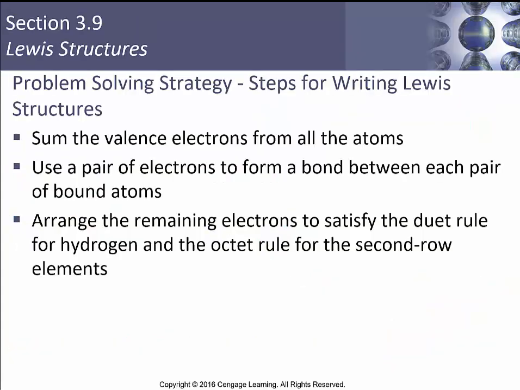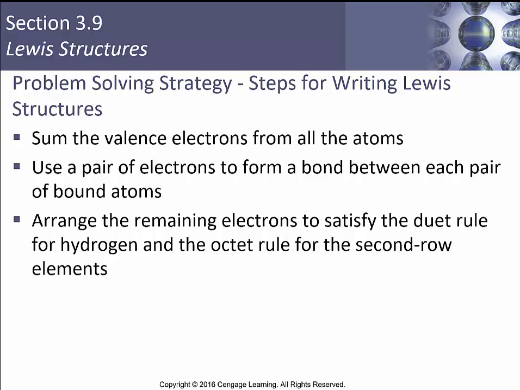So we've got a problem-solving strategy, with steps for writing these Lewis structures. First, you're going to pool all of your electrons together. You're going to sum all the valence electrons from all the atoms. Then you're going to hook them up. You're going to use a pair of electrons to form a bond between each pair of bound atoms. And then you're going to take your leftover electrons. You're going to arrange the remaining electrons to satisfy the duet rule for hydrogen and the octet rule for the second row elements.